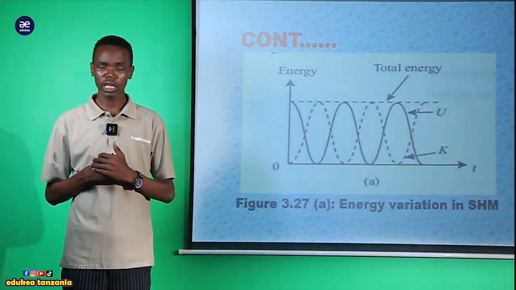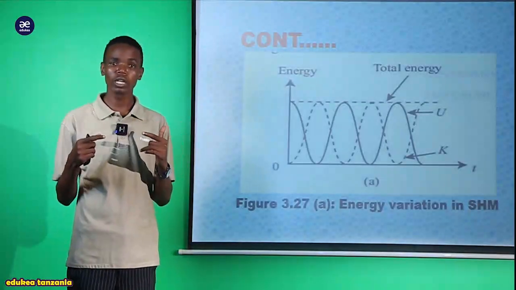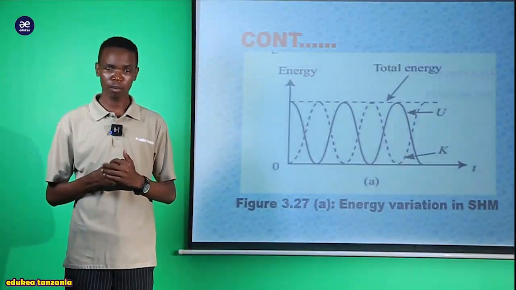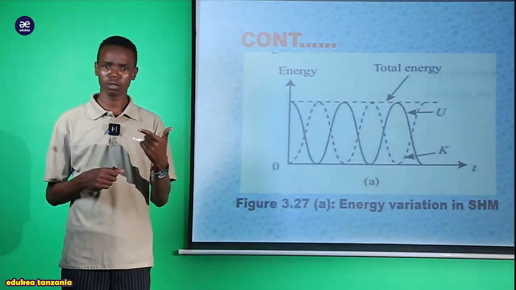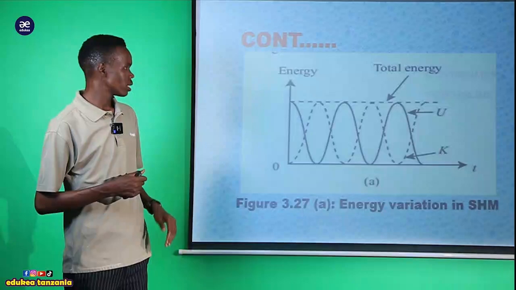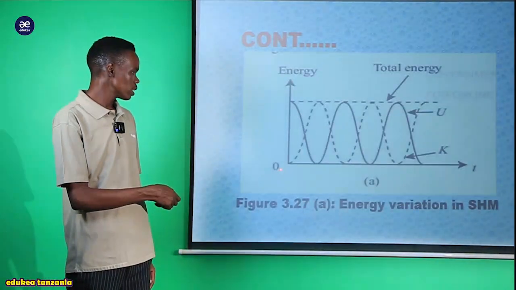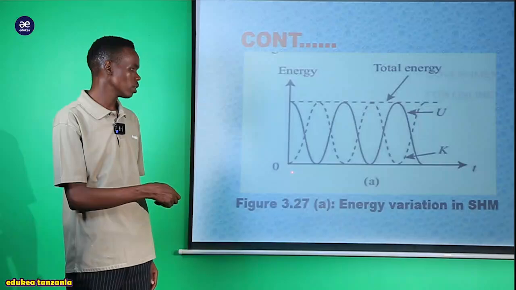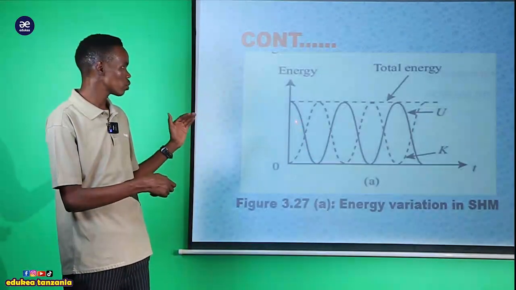And we have said that the total energy when the body executes a simple harmonic motion is always constant. As we see here, we have this point O, and this point O represents the original position.